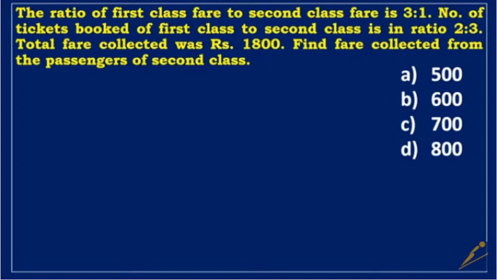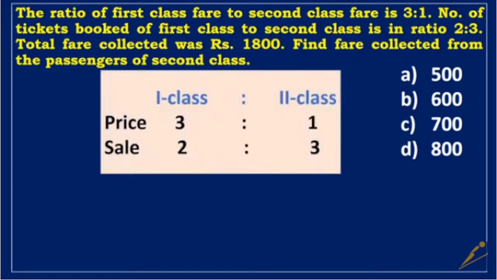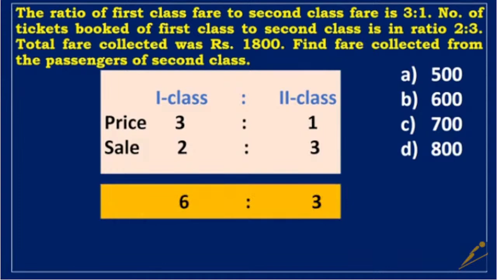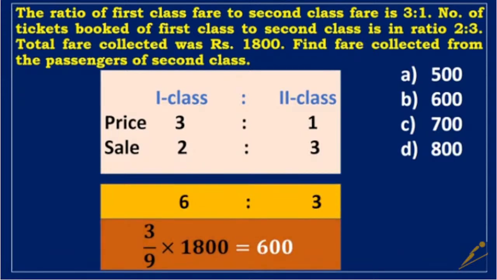The ratio of first class fare to second class fare is 3 to 1. The number of tickets is in the ratio of 2 to 3. The total fare of first class to second class is 3 into 2, 1 into 3, which is 6 to 3. The fare collected from the passengers of the second class is equal to the ratio of second class fare and the sum of ratios into the total fare. That is, 3 divided by 9 multiplied by 1800 equals 600 rupees.